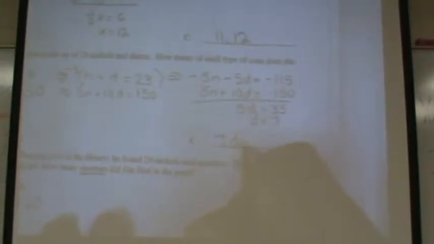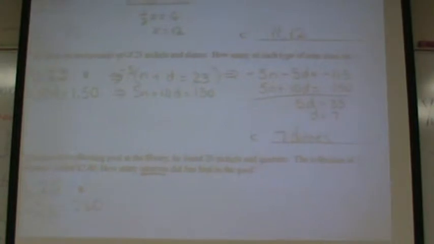These add up to be 5d is equal to 150 minus 115, which is 35. So we have 7 dimes. Plug 7 in here, and 23 minus 7 is 16. We have 16 nickels.